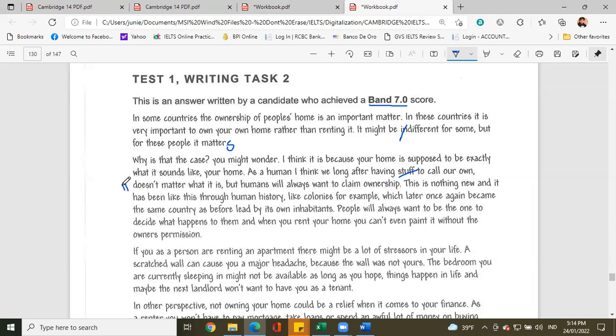Parang may pagka-informal yung style niya. Akala mo nagsispeaking. It doesn't matter what it is. Tsaka huwag kayo magko-contract. Bawal yan sa academic writing. You spell it out, does not.